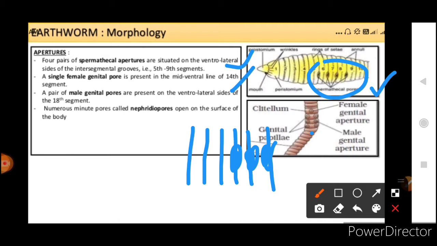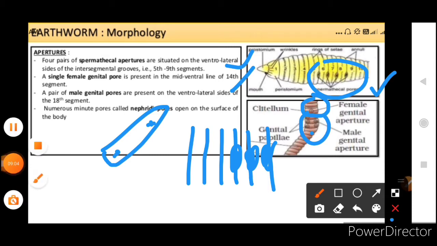Now, a single female genital pore is present in the mid-ventral line on the 14th segment. A pair of male genital pores are present on the ventrolateral sides of the 18th segment, and numerous minute pores called nephridiophores open on the surface of the body. Here you can see the female genital pore. It is located in the center, and these male genital apertures are situated on the ventrolateral side. This is the segment, so this is the ventral side, and the lateral side will be like this. So these are the male genital pores. So this was all about the apertures.